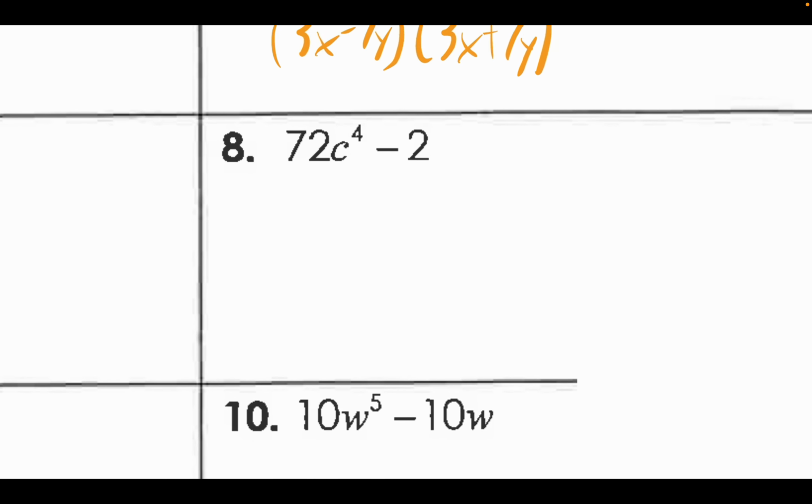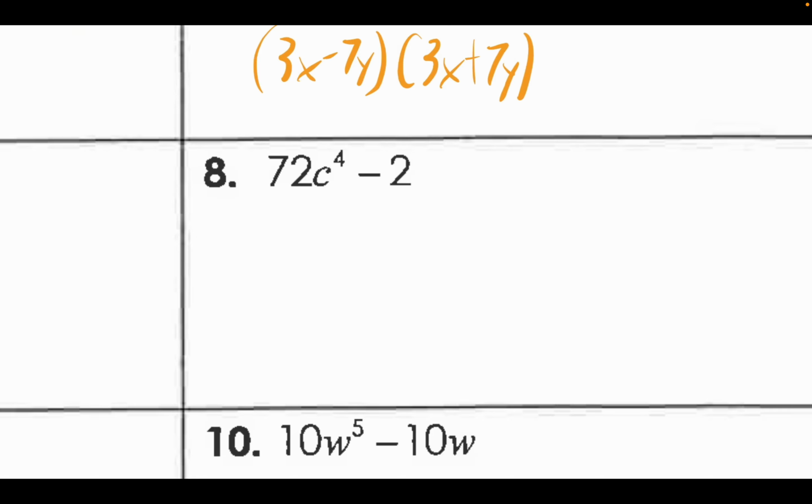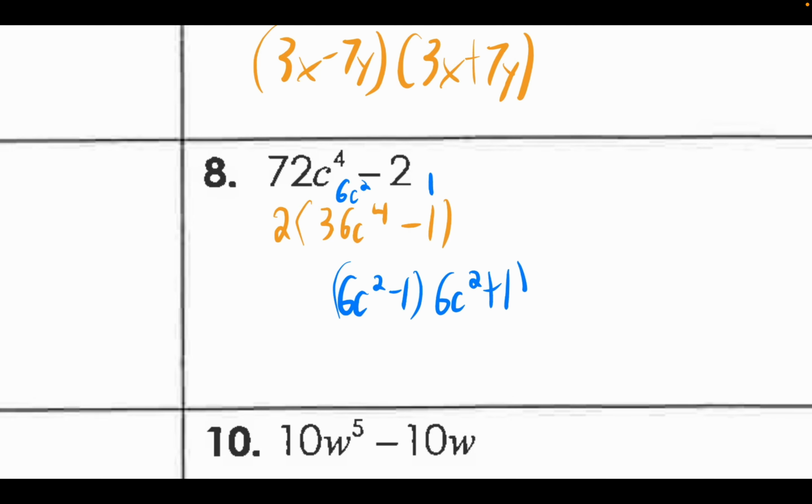Number 8, we'll have to do the same thing where we look for a GCF first, because we notice that 72 and 2 are not perfect squares. However, they both have a 2 in common, leaving us 36c to the fourth, which is a perfect square, minus 1, which is also a perfect square. So 6c squared times 6c squared is 36c to the fourth, and 1 times 1 is 1. So this parentheses, the difference of two squares, factors into 6c squared minus 1 and 6c squared plus 1, and that GCF of 2 just gets written in front.